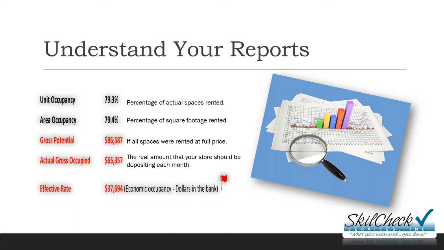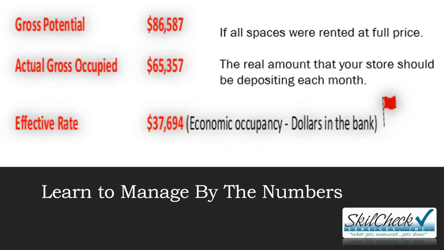Now, the gross potential is if all the spaces were rented at full price, that is how much you would be making every month. The actual gross occupied is the real amount that the store should be depositing each month. And the effective rate, which I call economic occupancy because I learned it that way, means dollars in the bank. Your effective rate in SiteLink reports would be this, and some reports are different depending on what software you have, and some say economic occupancy. Now I want you to look at the difference between these. Let's hone in on these because they are really important.